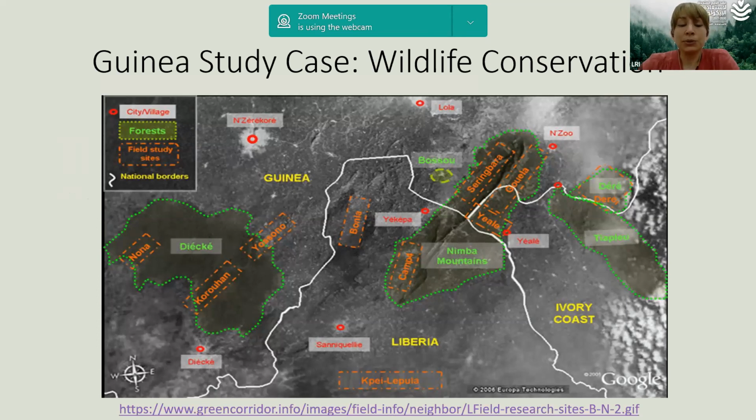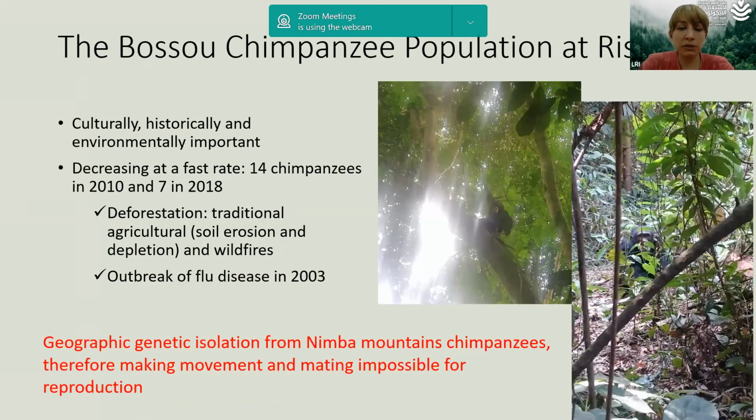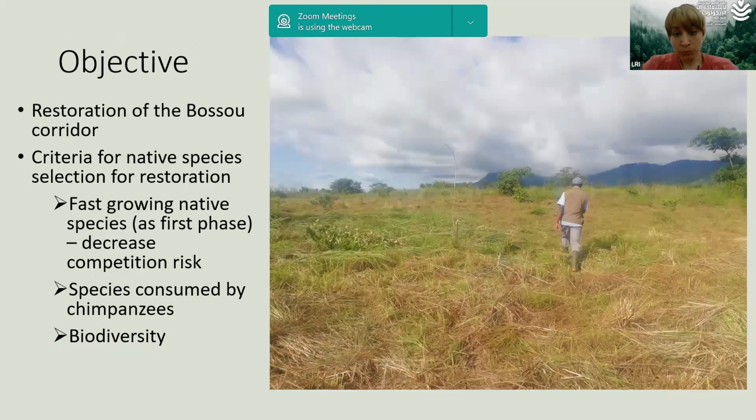The objective was to conserve a chimpanzee population in the Bossou area that was separated from the Nimba Mountains, as you can see here. The population was slowly dying because they could not disperse and merge with the chimpanzee populations in the Nimba Mountains. The West African chimpanzees are culturally, historically, and environmentally very important species. In the Bossou area, they were genetically isolated from the Nimba Mountain chimpanzees, making movement and mating impossible for reproduction. So once we were there, the objective of our project was to have those chimpanzees from the Bossou area disperse and be connected again to the main chimpanzee population in the Nimba Reserve.